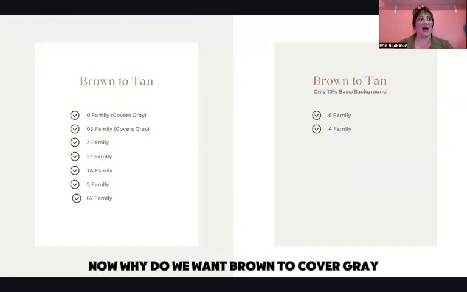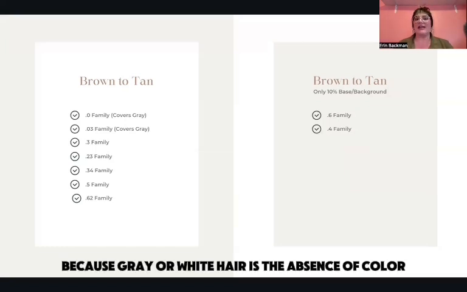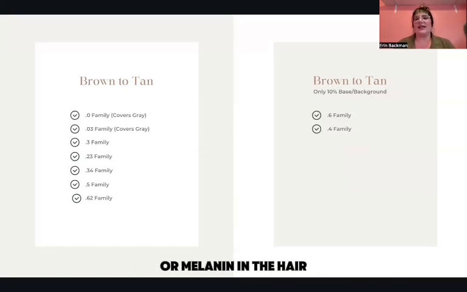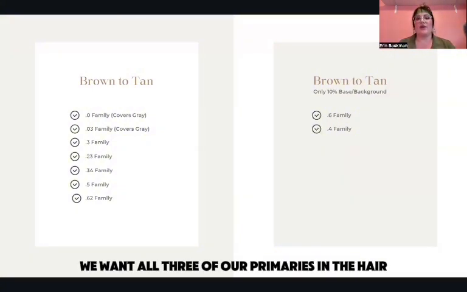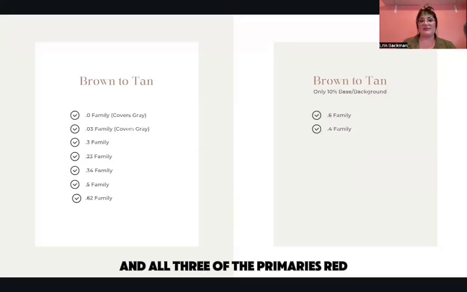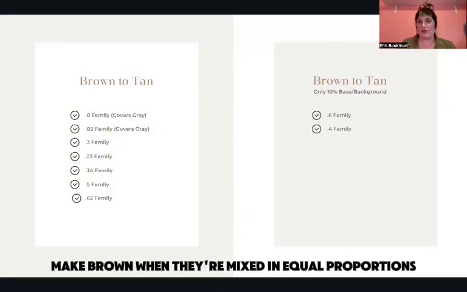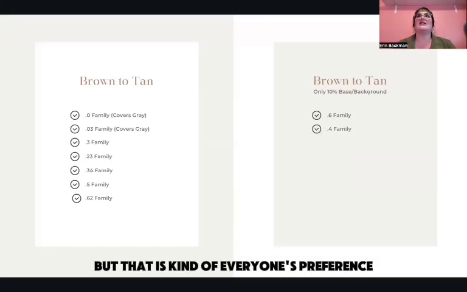Now, why do we want brown to cover gray? We want brown to cover gray because gray or white hair is the absence of color or melanin in the hair. So if we don't have anything in there, we want all three of our primaries in the hair so that it looks healthy and looks like hair. And all three of the primaries, red, blue, and yellow, make brown when they're mixed in equal proportions. Now remember, this line is a little heavier in the blue, so it's a little cooler, but that is kind of everyone's preference. But again, that's why we're adding brown.